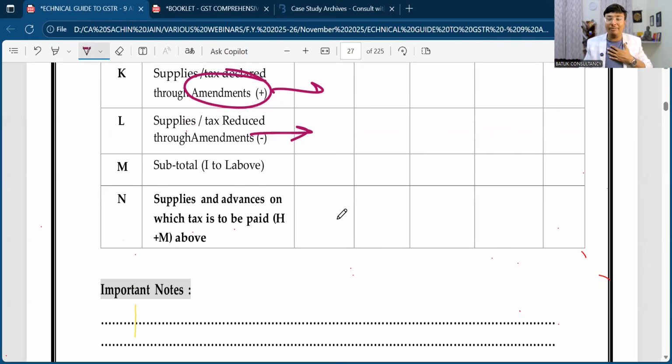And yes, sir, I am available for you till 31st December and for whole life. Okay. So if you have any query while filing the GSTR-9 and 9C return, you can put it in the WhatsApp group. We'll take your queries on priority basis.